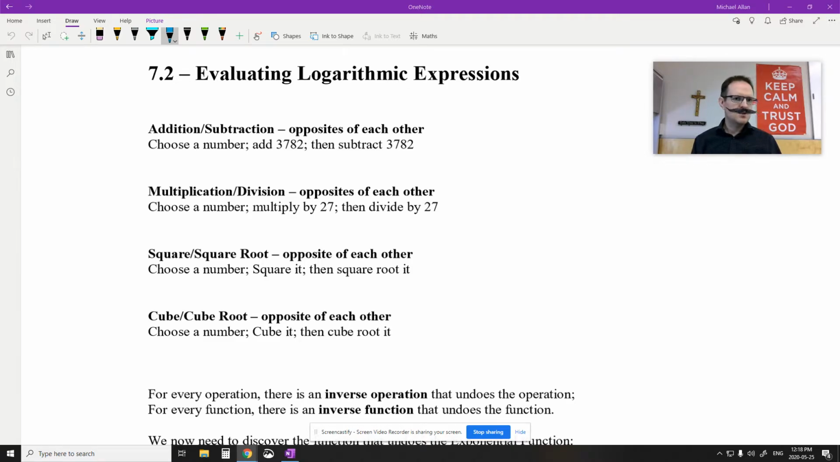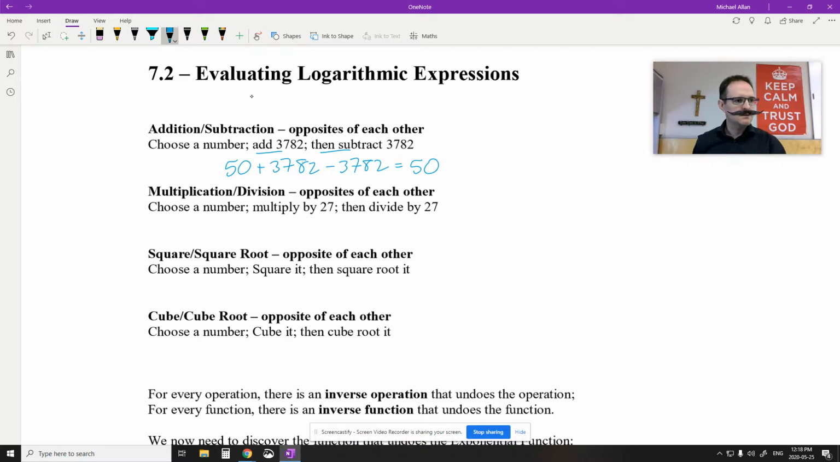And there's other things too, like sine and sine inverse that you might have seen in Math 10 and 20. What all these are, we could just do one kind of quickly here. It says choose a number. So let's choose the number 50. If I add 3,782 to it, and then I subtract 3,782 from it, because it says add and then subtract, what's going to happen is that I'm going to get 50 out.